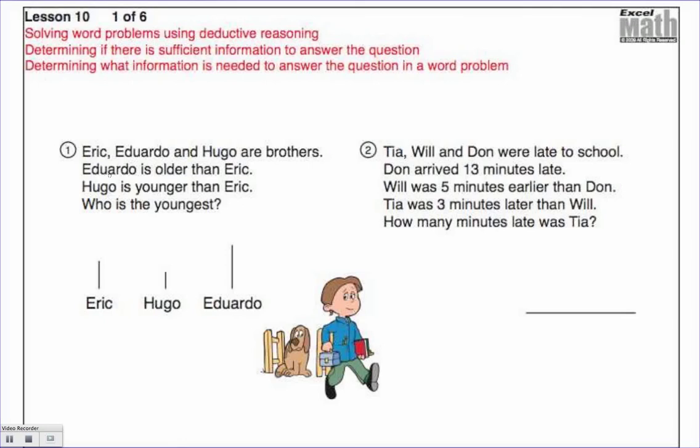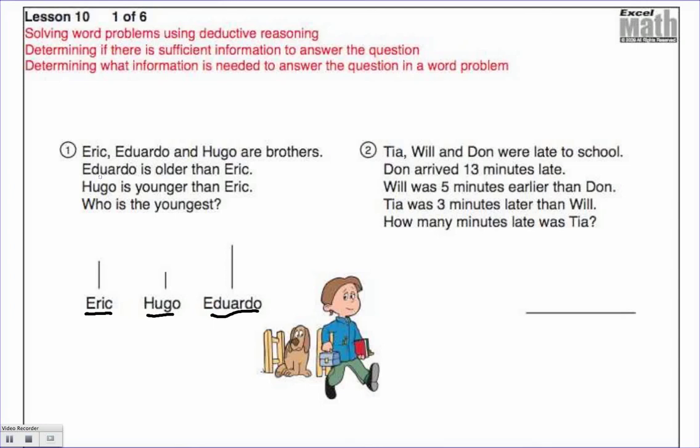Number 1, Eric, Eduardo, and Hugo are brothers. Eduardo is older than Eric. Hugo is younger than Eric. Who is the youngest? Now, to show your work on this problem, you're not going to see these lines written here originally. You're just going to see the three names, Eric, Hugo, and Eduardo. And then what you're going to do is draw lines above them that compare to the other lines to show who is older. So you have some clues here.